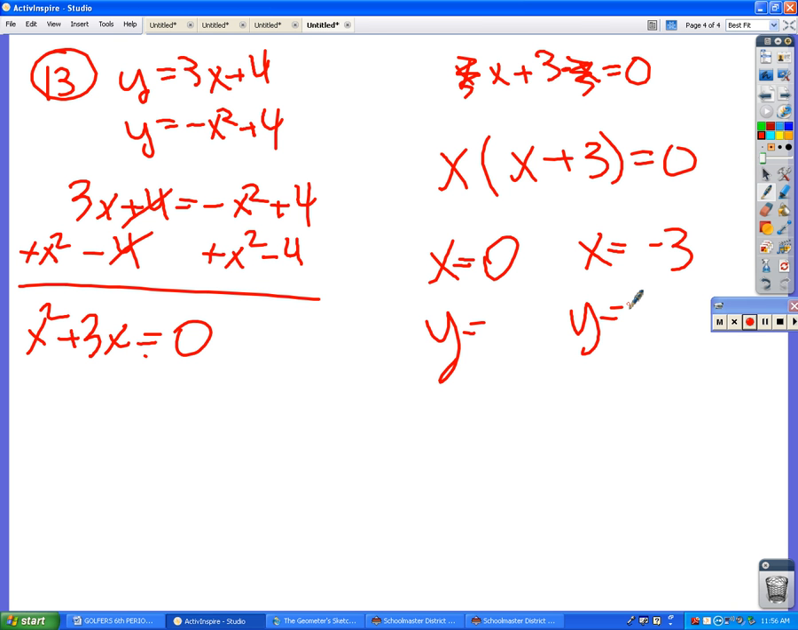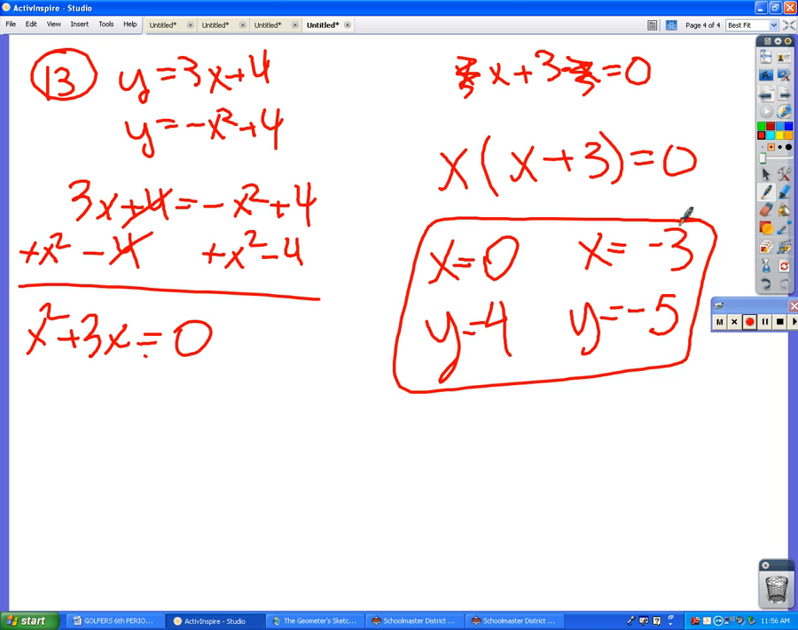Okay, so to plug in 0, I'm going to do it this time in the top one. So 3 times 0 is 0, plus 4 is 4. And then if I plug negative 3 in there, negative 3 times 3 is negative 9, plus 4 makes negative 5. You got 13 because you went 3 times 3 is 9 plus 4, but it's negative 3 times 3. So it's negative 9, not 9. Okay?